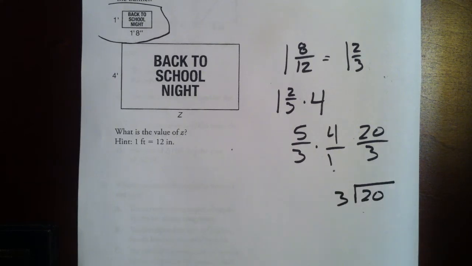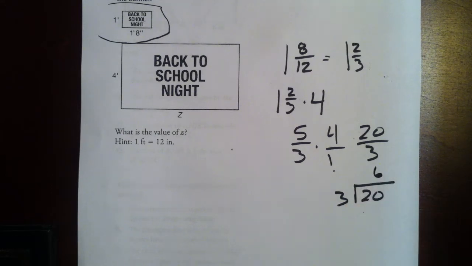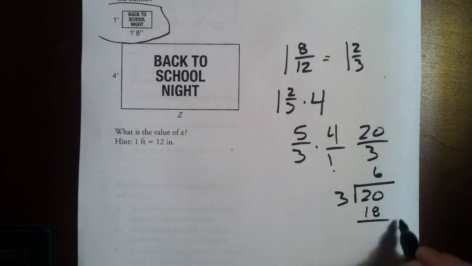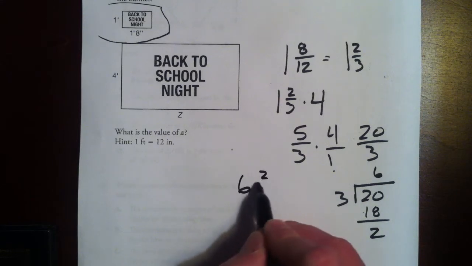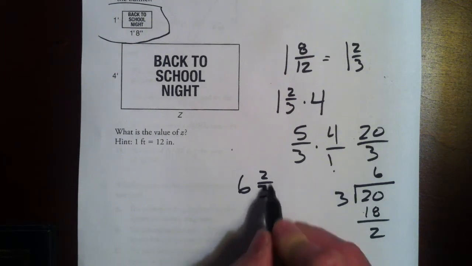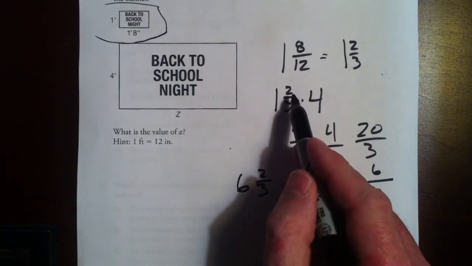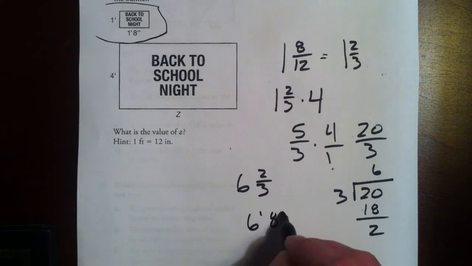Okay. Now remember, top dog goes in the house. 20 and 3 there. 3 will go into 20 6 times without going over. Six times 3 is 18. Remainder of 2. So our answer is 6 2/3 feet. Or you can convert that to inches if you'd like to, kind of like what we had here. 6 feet and 8 inches.